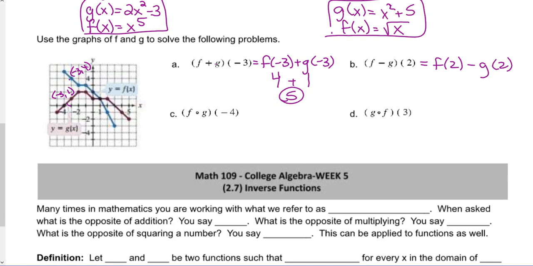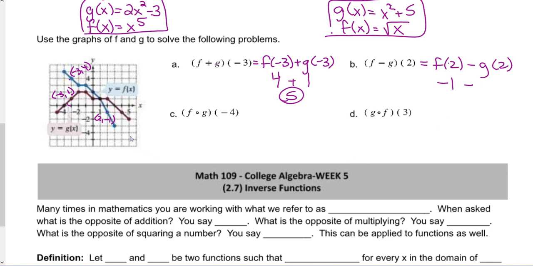Okay, let's try it again for 2. I need to find out what f of 2 is. So we're coming over here to x equaling 2, which is right here. The f function is the blue function, so it's right down here. This is the point 2, negative 1. Therefore, f of 2, the y value when x equals 2, is negative 1.